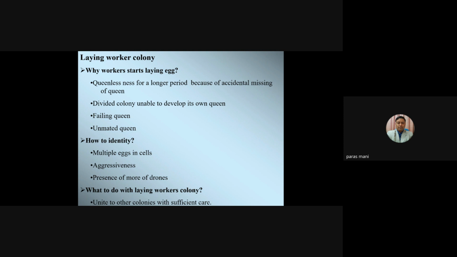Laying worker colony, it is found, I told, when worker bees start laying eggs. It happens in queenlessness conditions.